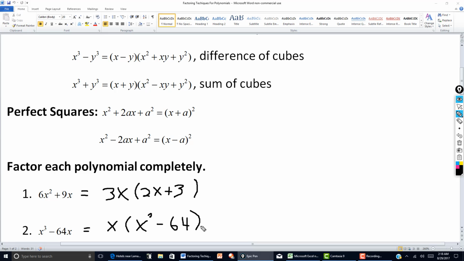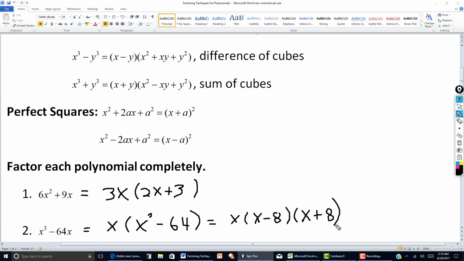Okay, now it says factor completely, so we're going to factor as much as we can here. The expression in the parentheses, the x squared minus 64, is a difference of squares. So using the formula for difference of squares, we can factor that into 2 additional factors then: the difference and the sum of the square roots. So that would give me x minus 8, x plus 8. And that's as far as we can go.